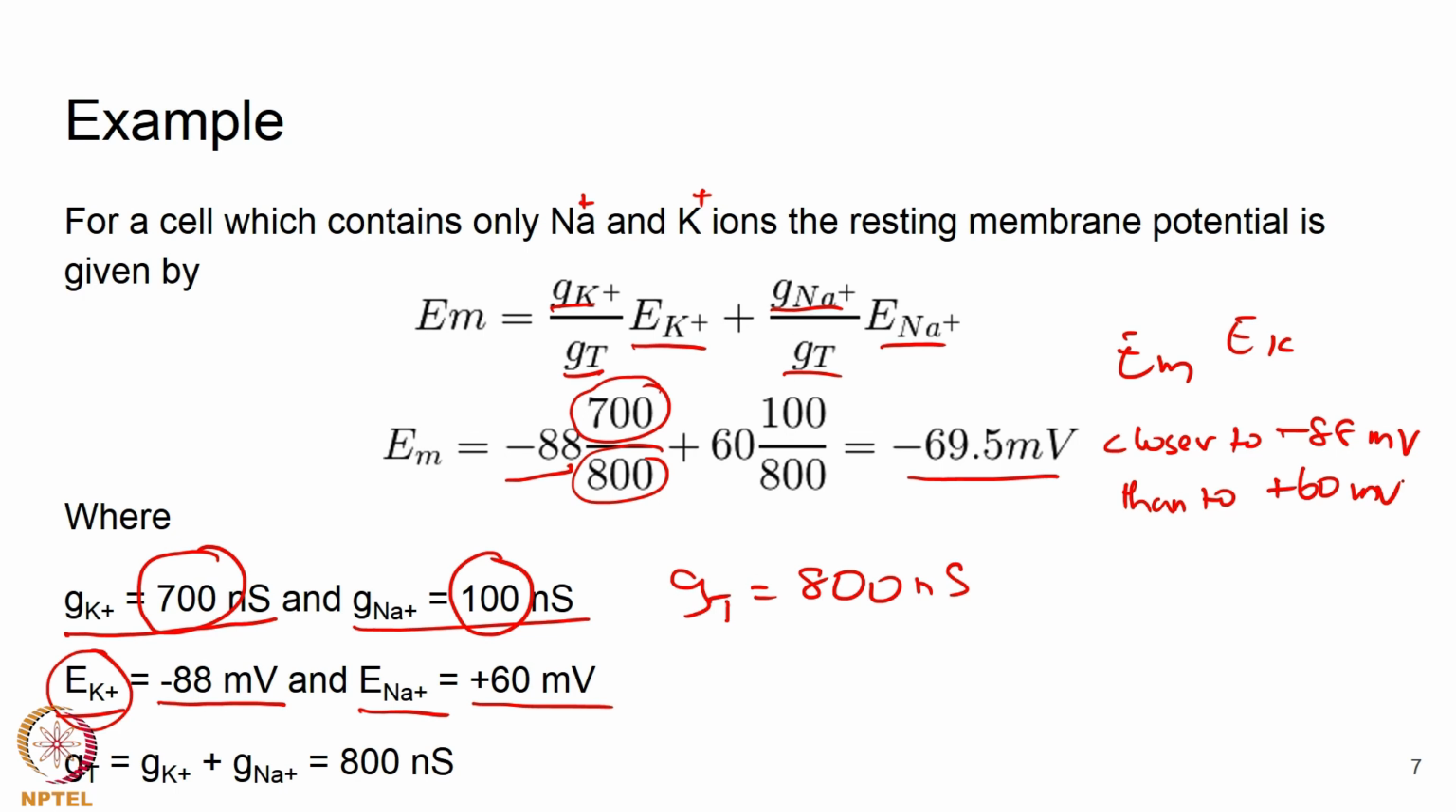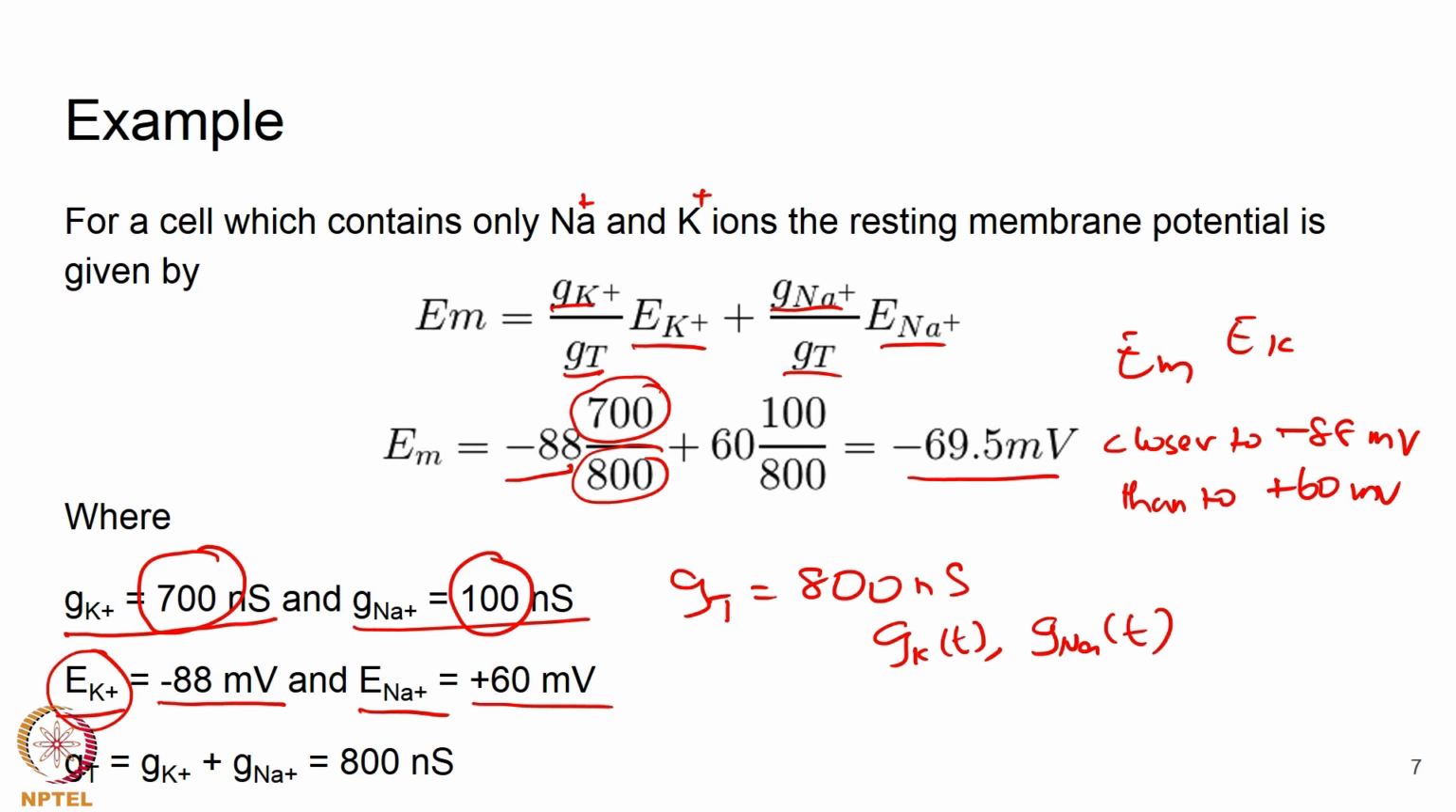Note, actually these conductances GK and GNA are not constants, but rather are functions of time. So, essentially what you have is GK of t and GNA of t. So, these are functions of time.